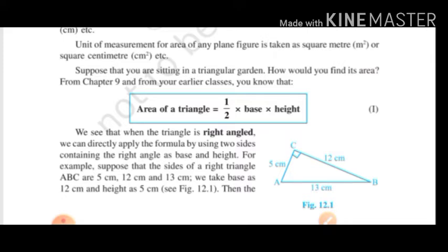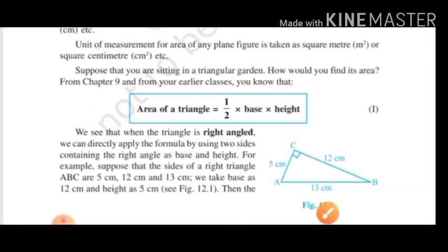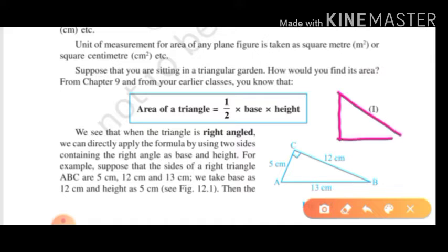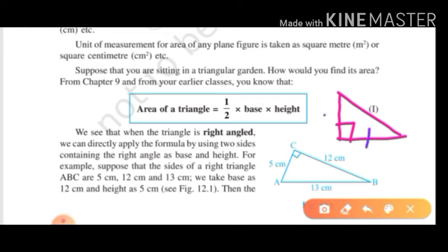Before learning that, we know the area of a triangle. Area of a triangle is equal to half into base into height. This becomes easier for us when it is a right angle triangle. We know this is the base and this is the height, or otherwise you can take it the reverse way. You can take this as base and this will be the height. So it is easier to find the area of that triangle.